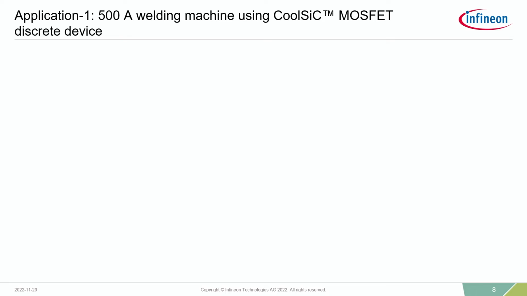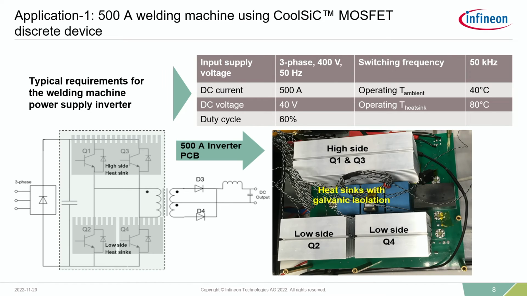Here, the solution is demonstrated with a 500 ampere power supply inverter design for a welding machine from a major manufacturer. The power supply consists of a 3-phase full bridge topology inverter using 4 Infineon 20 milliohm 1200 volt CoolSiC MOSFETs with .XT interconnection technology, in a TO247 4-pin package. And the maximum requirements for the welding machine are given above.